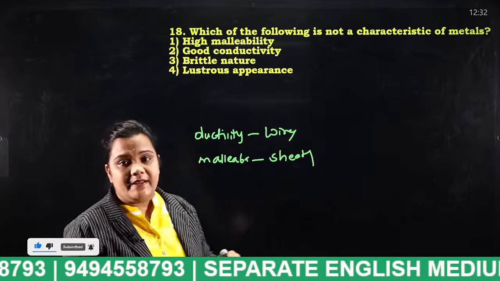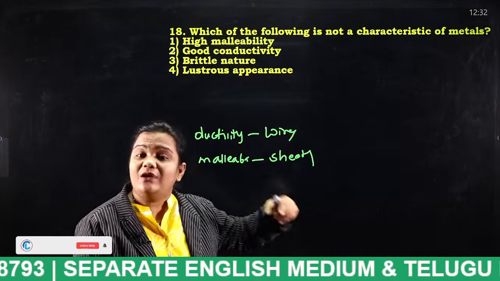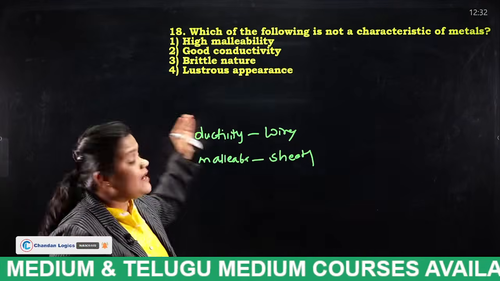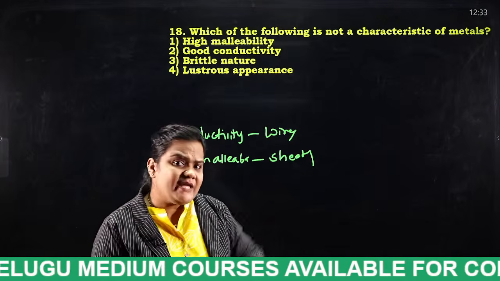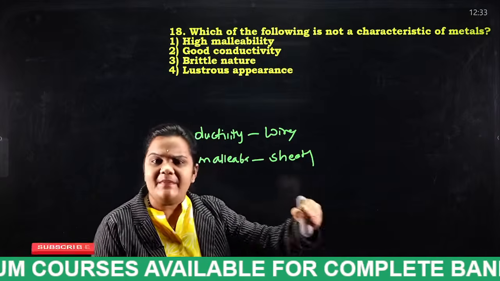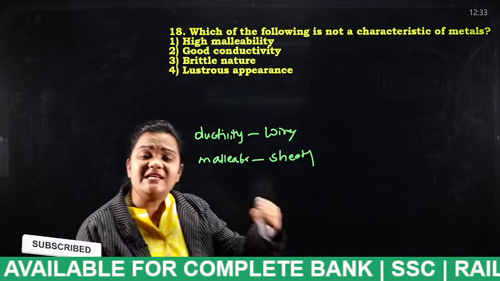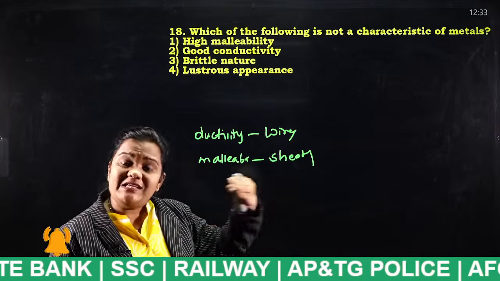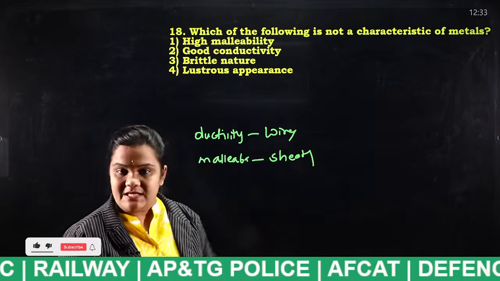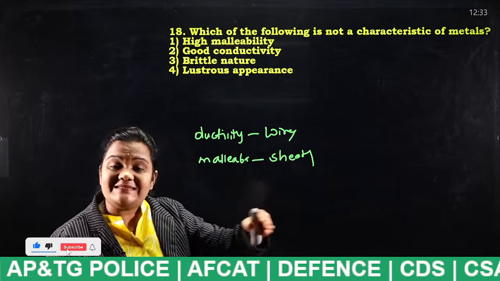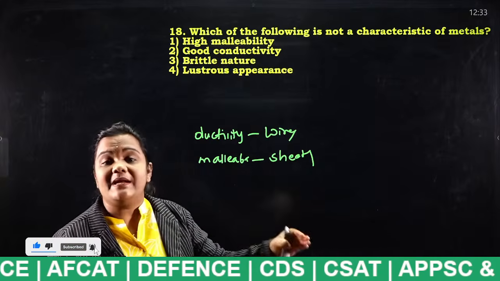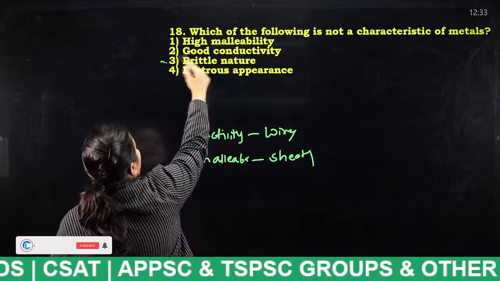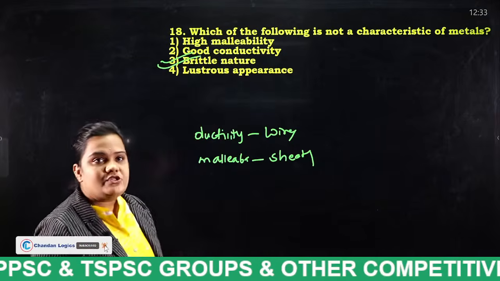Good conductivity. So the metals have very good conductance of electricity. Okay, and next comes brittle nature. Brittle nature means what? Is it possible to break the metal easily? No. But it is possible to break glass easily. The glass has the brittle nature, but the metal does not have the brittle nature. So option 3 is the incorrect statement in this question.